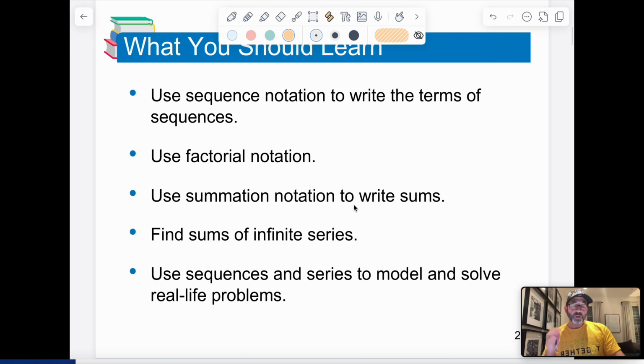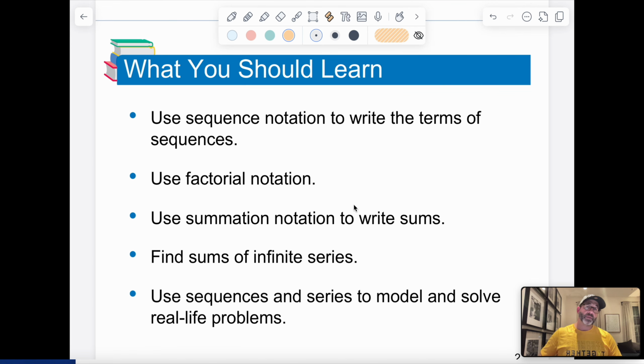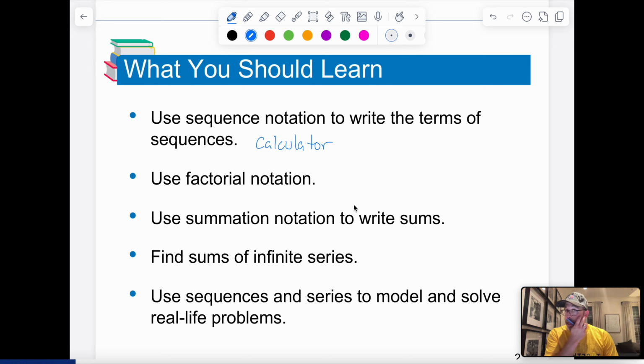So what you should be learning in this objective, we're going to talk about sequence notation and then how to actually write the terms of the sequence. And we're also going to use our calculator to do some of this as well. We're going to practice with how to actually use the calculator to write the sequence to make our lives much easier. We're going to use factorial notation. Good old, I should actually put just like a big old exclamation point right here. Factorial notation! We're going to use summation notation, which is our sum symbol, sigma.